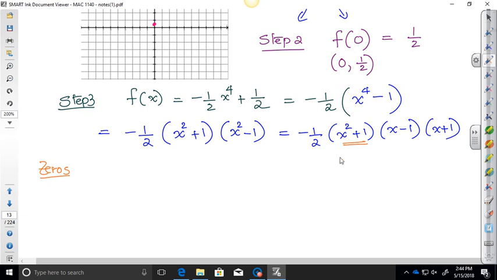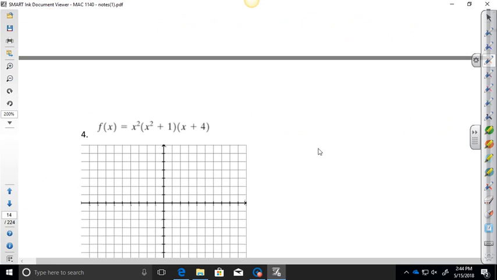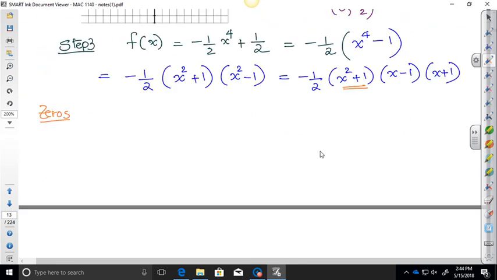Same thing when you do this problem. X squared plus 1 is out. There's no 0 from there. Remember that. X squared plus a number is prime. No real solution. So if it's plus a number, you don't get any 0 from there, because it's imaginary. But you can get a 0 from here and from there. What are the zeros? X equals 1 and x equals negative 1. Multiplicity is 1, 1.